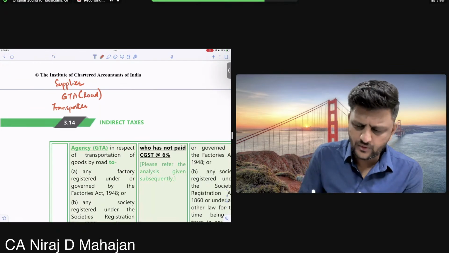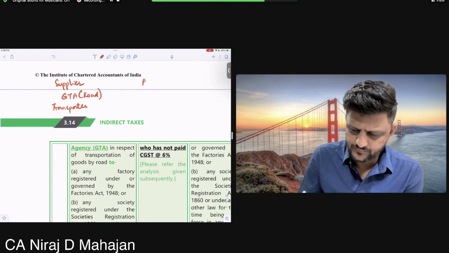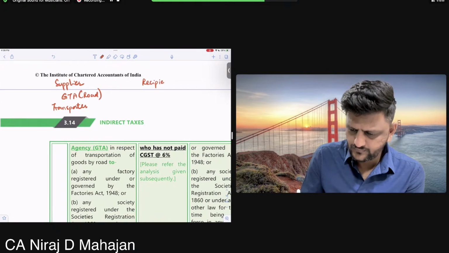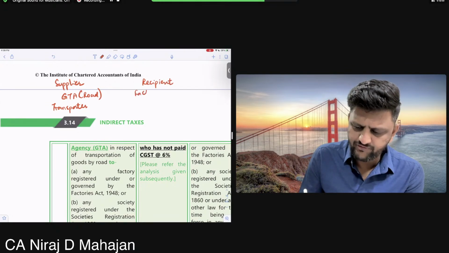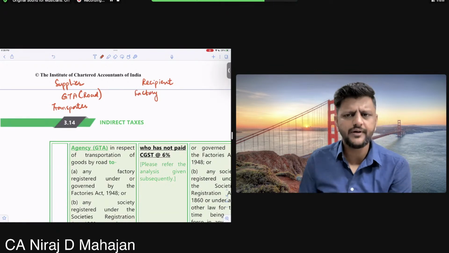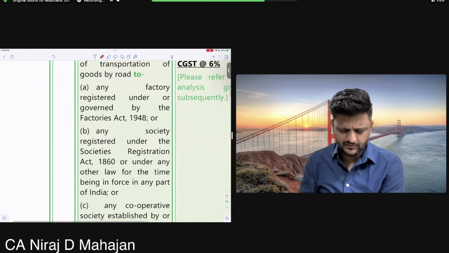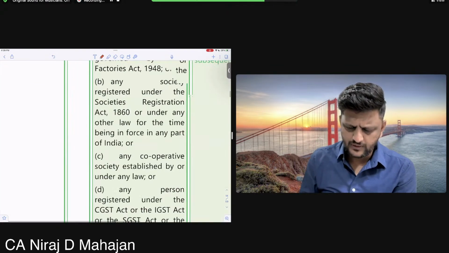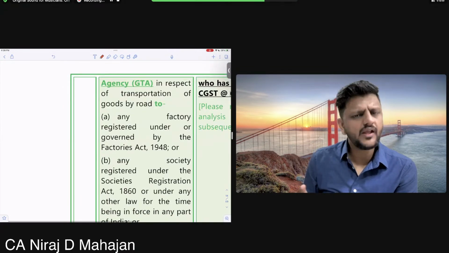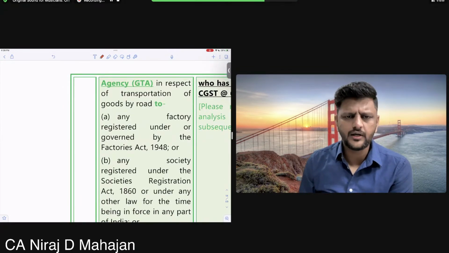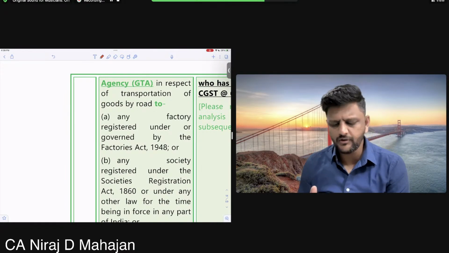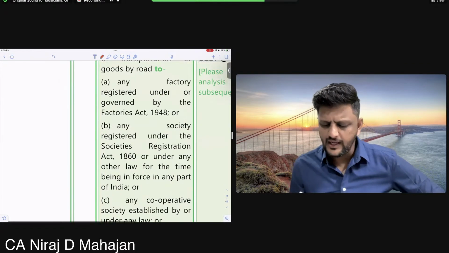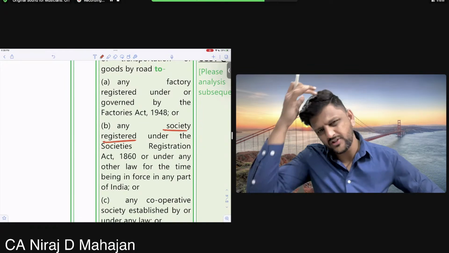Second, check here. Who is the recipient? Factory. Look at all the wordings now. I'll not write all of them because there are five. Factory: any factory registered under or governed by the Factories Act 1948. Any society registered. All of this will be registered only.